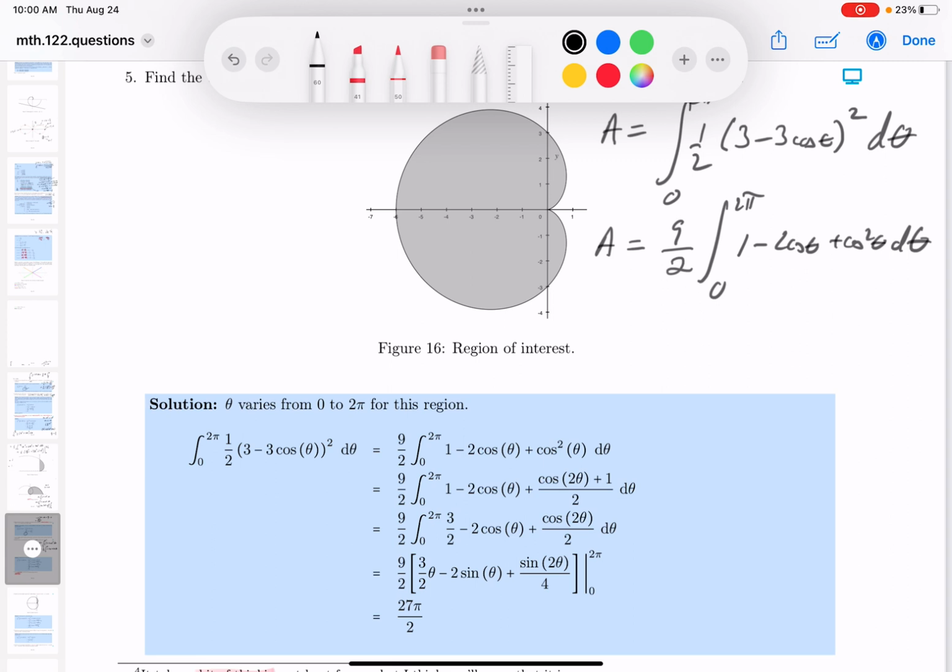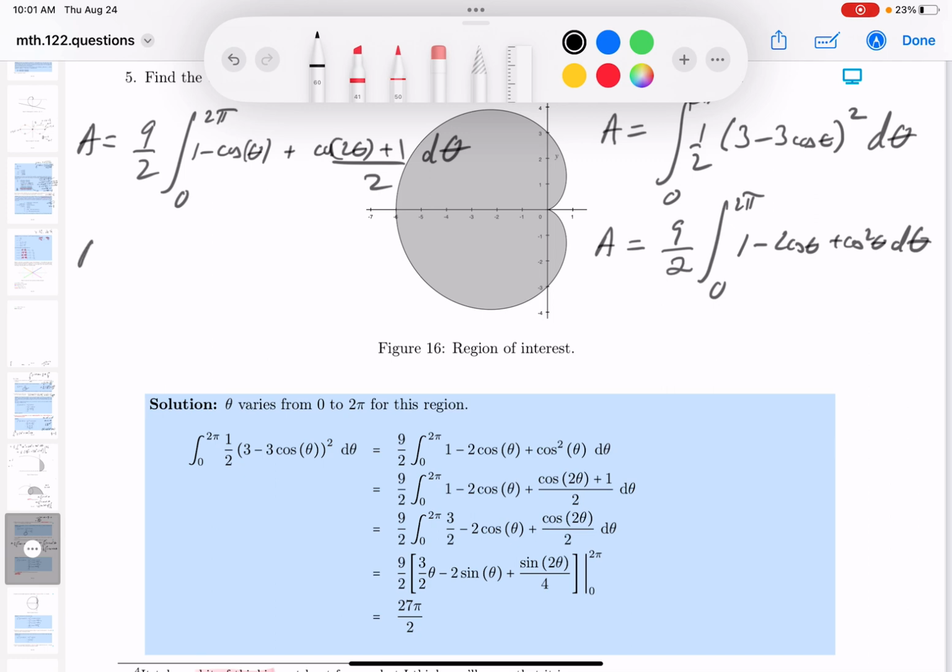All right, let's put this down again. Area, I got 9/2, 0 to 2 pi, and I got 1 minus cosine of theta. I'm going to reduce the degree of the cosine by using the double angle formulas. And it's going to be cosine 2 theta plus 1 over 2, d theta. All right, I got to keep moving through that.